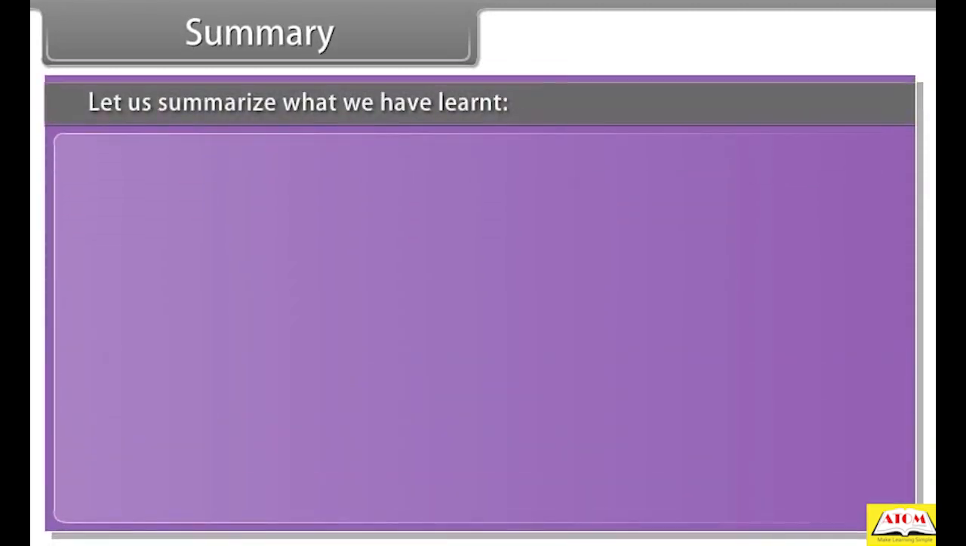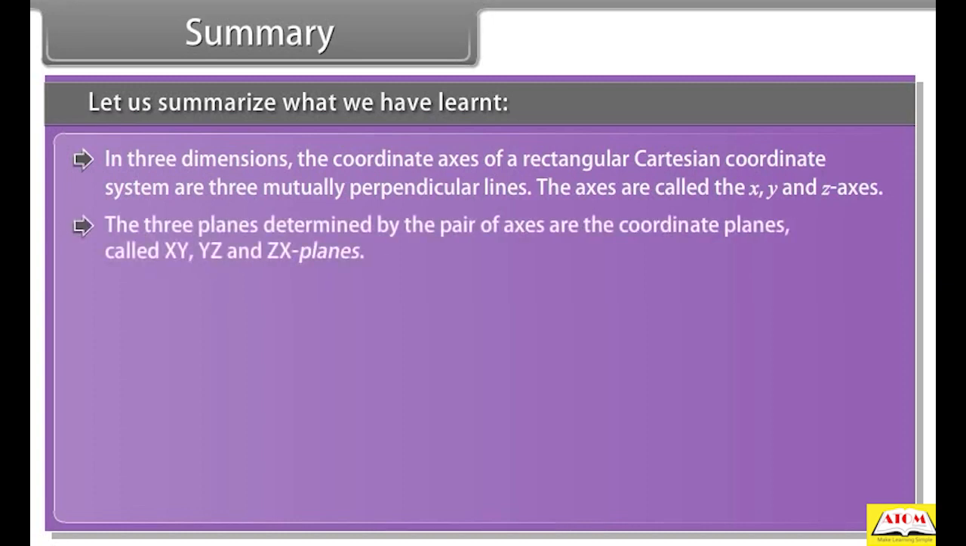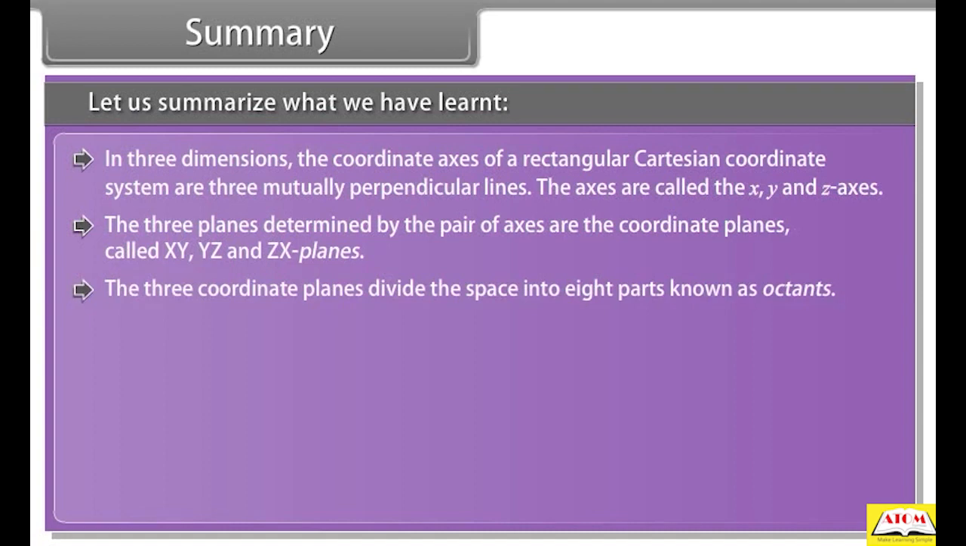Summary. Let us summarize what we have learned. In three dimensions, the coordinate axes of a rectangular Cartesian coordinate system are three mutually perpendicular lines. The axes are called the x, y and z axes. The three planes determined by the pair of axes are the coordinate planes called xy, yz and zx planes. The three coordinate planes divide the space into eight parts known as octants.